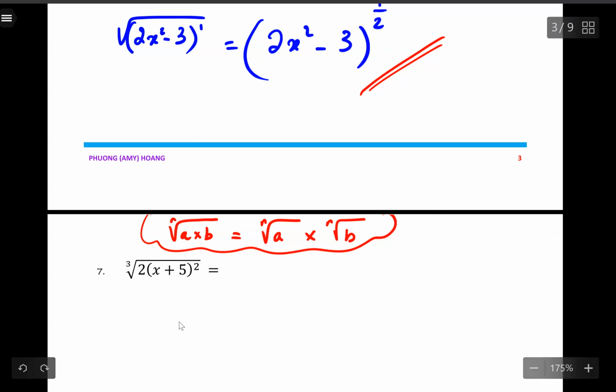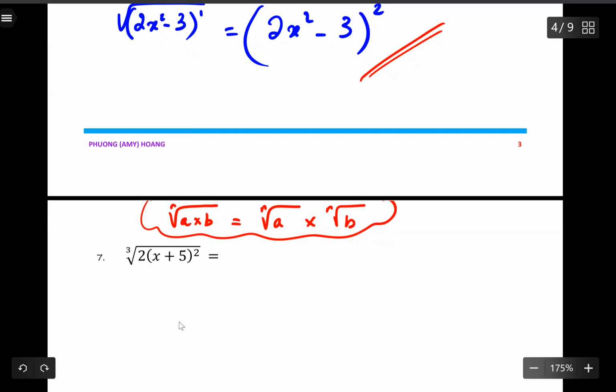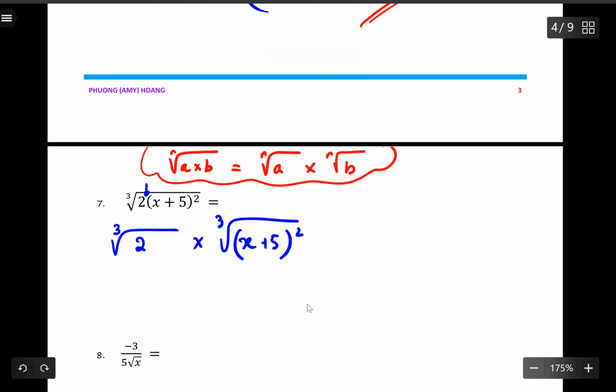Thank you. Alright, so now I will break this into two. I will break this right here, where the product is, so I will have two radicals to work with. You see I have the cube root of 2 multiplied by the cube root of x plus 5, all of it to the exponent 2. Then I can have this as 2 to the exponent 1/3, and I multiply this with x plus 5 raised to the exponent 2/3.